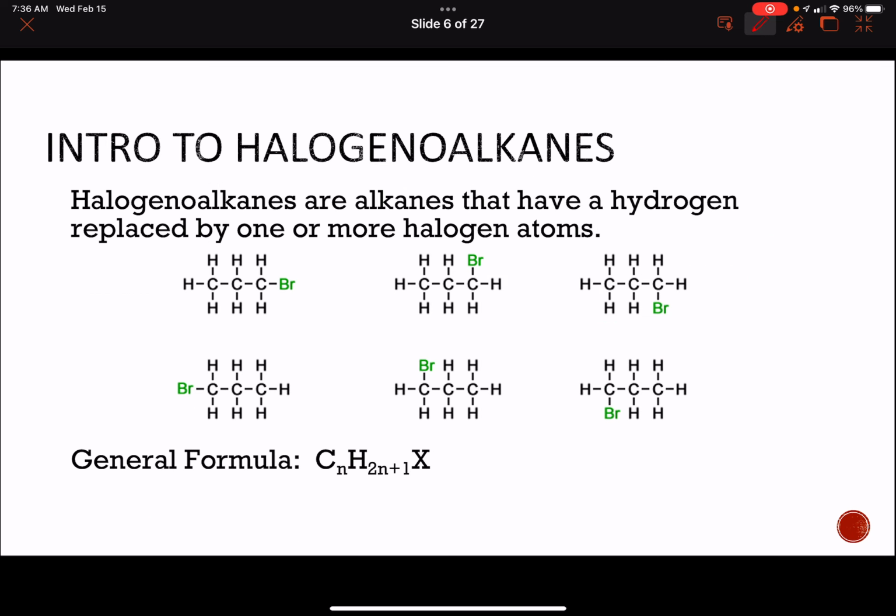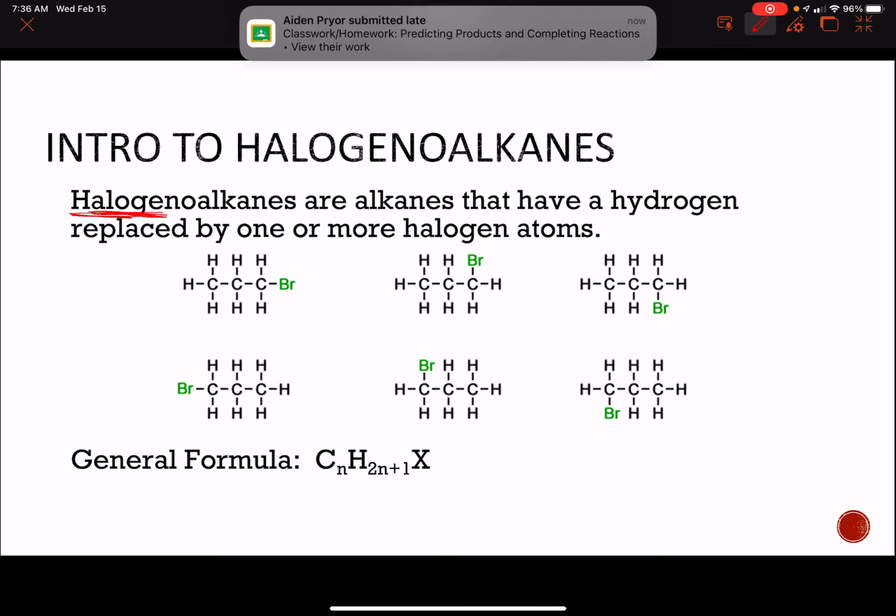So next, we're going to take a look at the intro to halogen alkanes. All you need to know about a halogen alkane is that it would be an alkane with carbon-carbon single bonds, except there's a halogen added to it. And you could have 1 halogen or you could have more halogens. That's all it is: halogen added to an alkane.